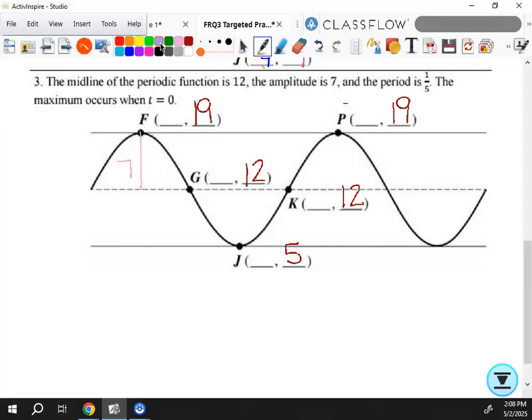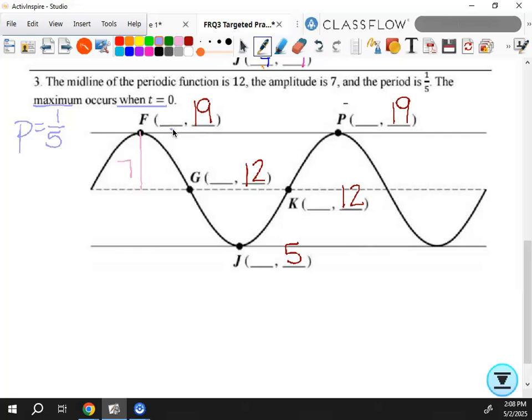All right, so do we agree with my output values and my amplitude, right? Because, I mean, it pretty much told me, but it is what it is. Okay, so then it tells me that the period is 1/5, so I'm going to write that down. And the maximum occurs when t equals 0. So can I put 0 here? Yes, okay. And now, do I have to? No, I could put 1/5 there, but here I can.